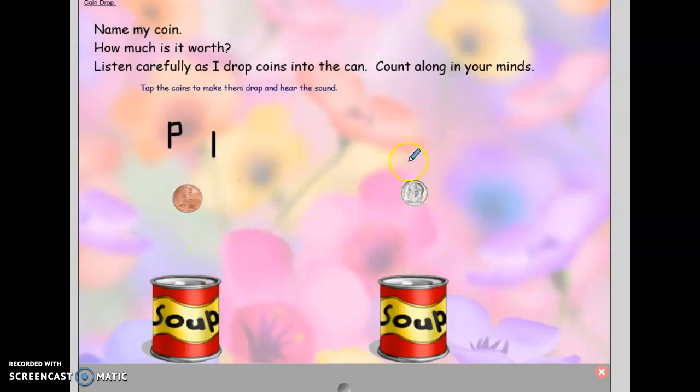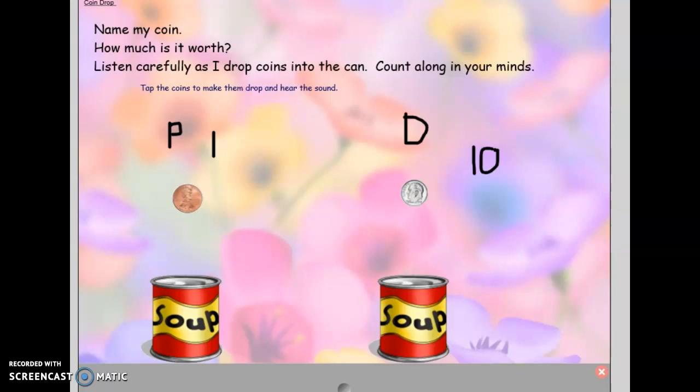All right, what coin over here? Dimes. I'm going to do a D for dime. And how much is a dime worth? 10. A dime is worth 10 cents. When we count dimes, we count by tens.